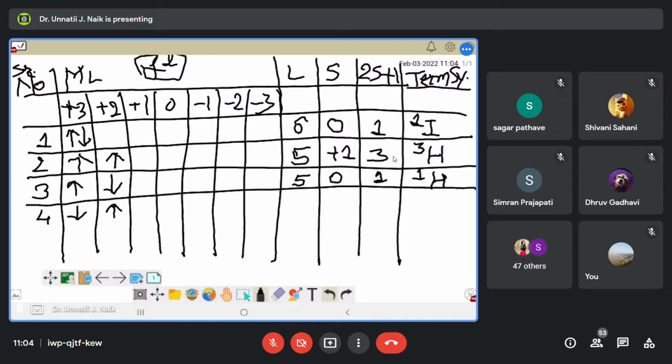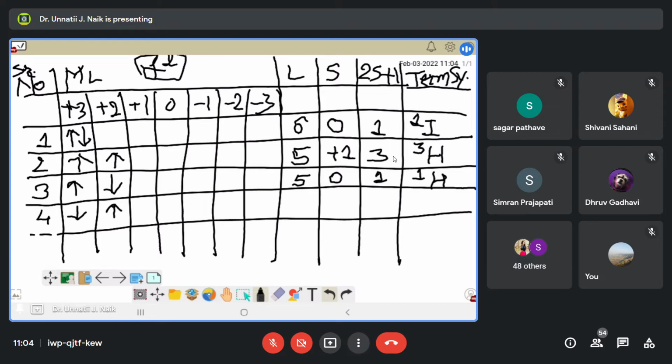What did I change? I have changed the spin of the electron. For +3 it was up, and I made it downward. For +2 it was down, and I made it upward. Now this is a possible arrangement. We are considering that this is a possible microstate.